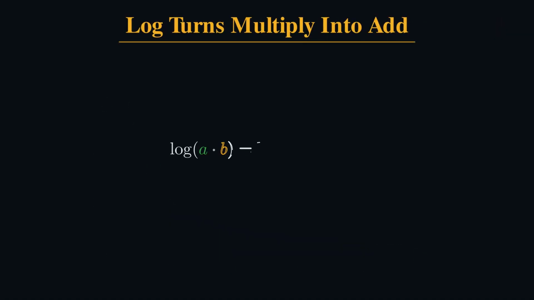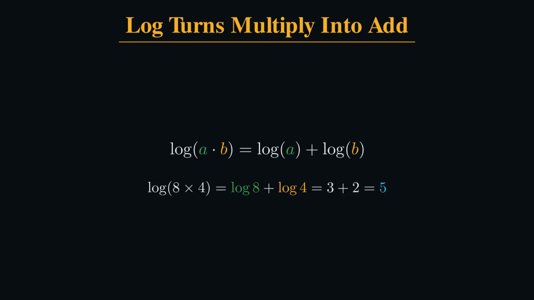Logarithms have a superpower. They convert multiplication into addition. The log of a product equals the sum of the logs. In practice, this means multiplying probabilities, which gets tiny fast, is replaced by adding log probabilities. That is exactly why machine learning uses log likelihood and cross-entropy.